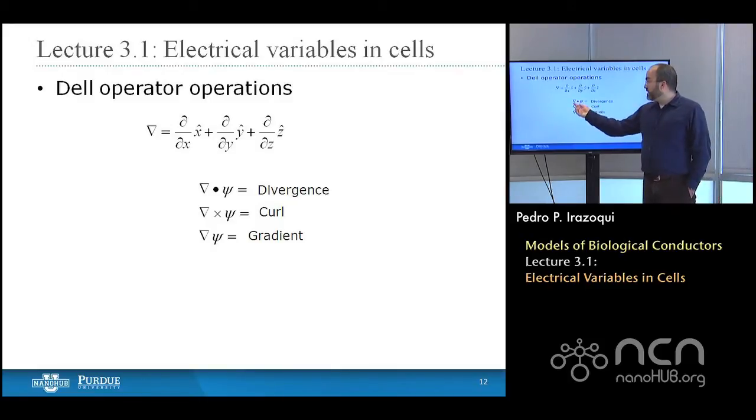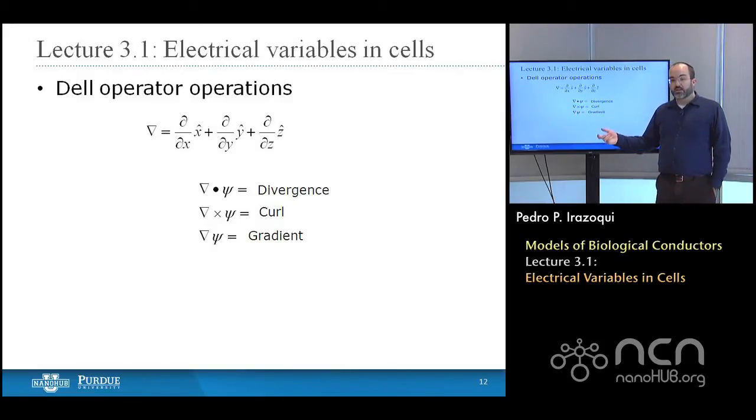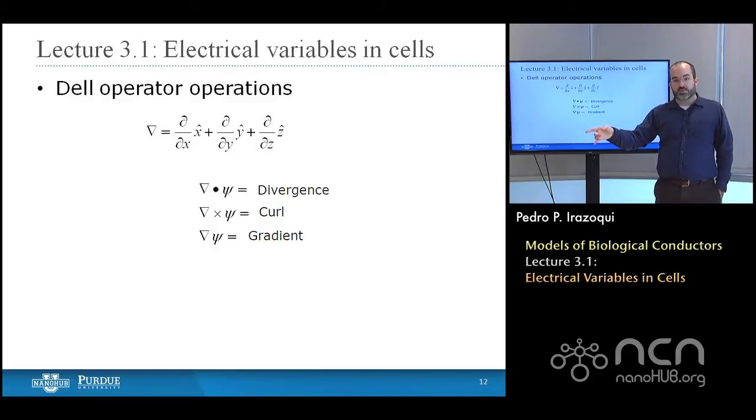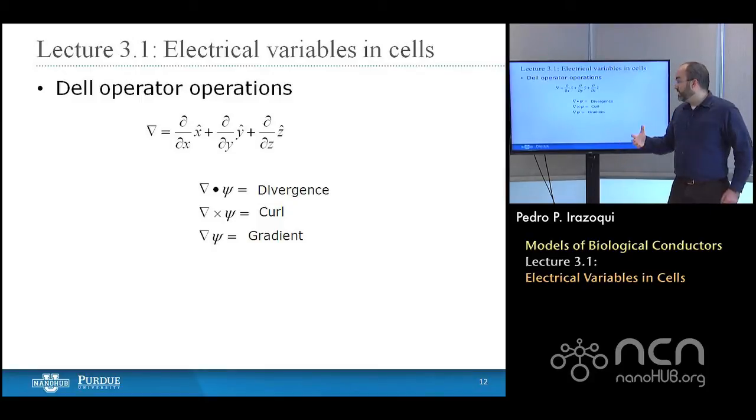If you multiply it instead by a scalar, it'll give you a vector, which is the gradient. It'll tell you not just the tendency to spread out, to thin out, but it'll tell you the direction in which that happens. Remember earlier we talked about diffusion gradients. Well, this is how you calculate a diffusion gradient.